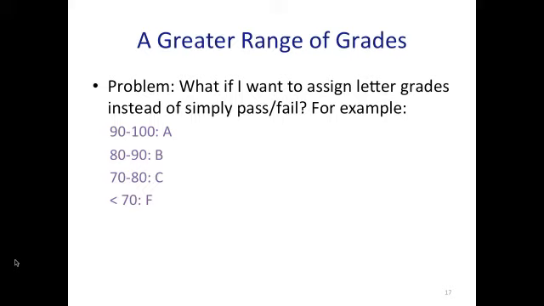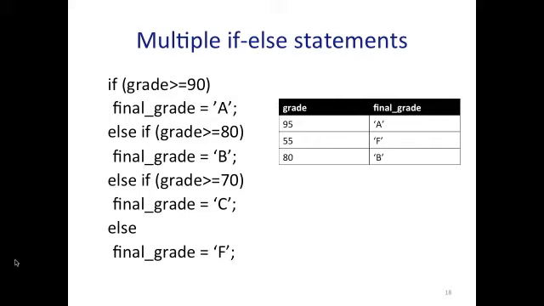Okay, well, the if-then-else worked really well for a pass-fail, but what if I wanted to do something a little more sophisticated? What if I want to assign letter grades so that the score of 90 to 100 is an A, 80 to 90 is a B, 70 to 80 is a C, and anything less than 70 is an F? Well, now it's more difficult. I don't have an either or case, I have 4 cases. I can handle that with what are called multiple if-else statements.